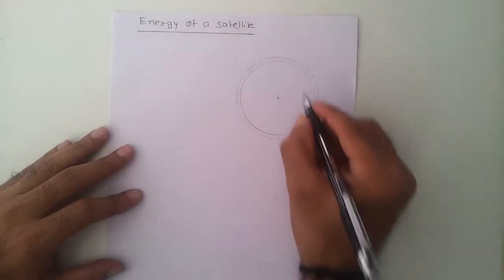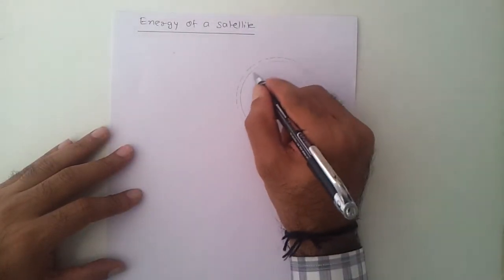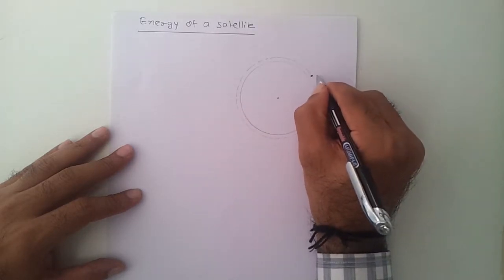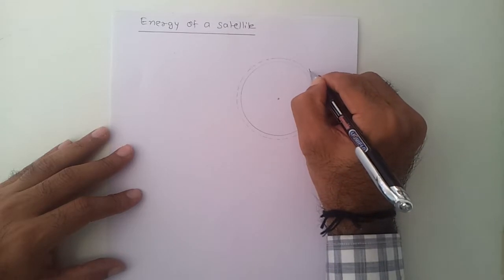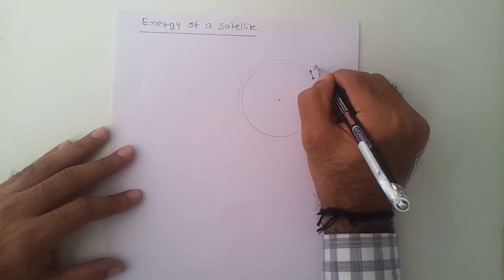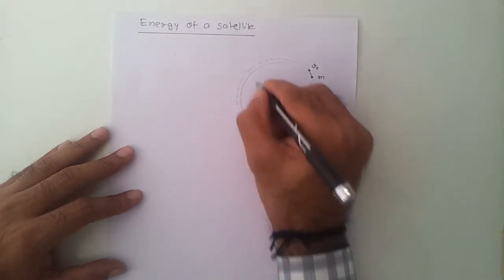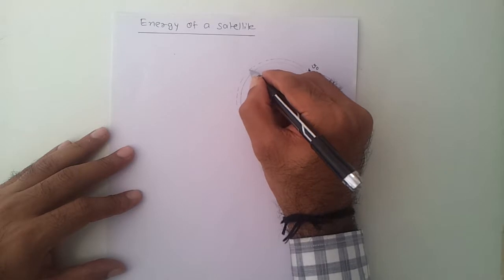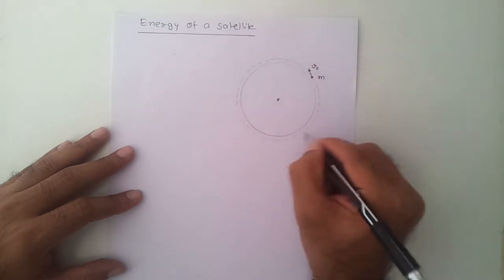Let us say we have a satellite which is revolving around the Earth. Let us say this is the orbit of the Earth. This is the satellite of mass m, and it is revolving in this direction with orbital velocity v0. This is the center of the Earth. This dark line indicates the Earth, and this dotted line indicates the orbit of the satellite, right?